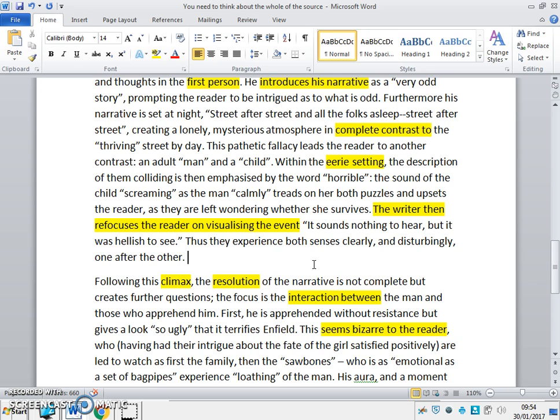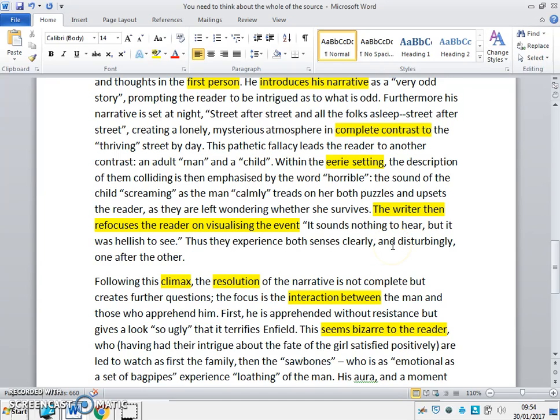The sound of the child screaming as the man calmly treads on her both puzzles and upsets the reader, as they are left wondering whether she survives. The writer then refocuses the reader on visualising the event. If they ever tell you to listen or look, use this phrase. The writer then refocuses the reader on visualising or listening to, or even smelling if they ask you to imagine the smell. If they ask you to use a sense, mention it.